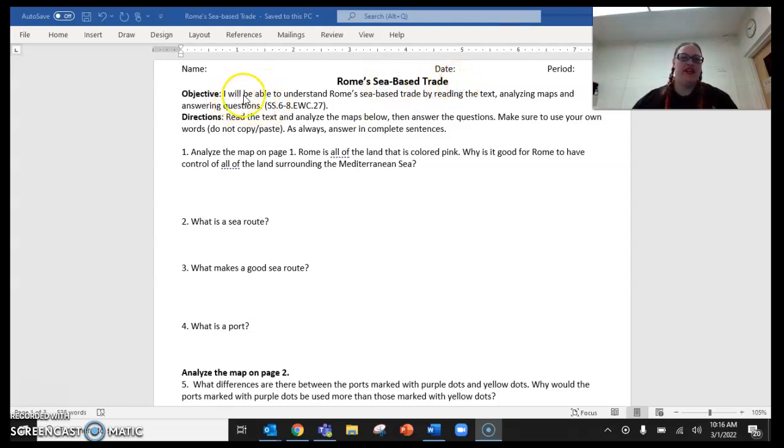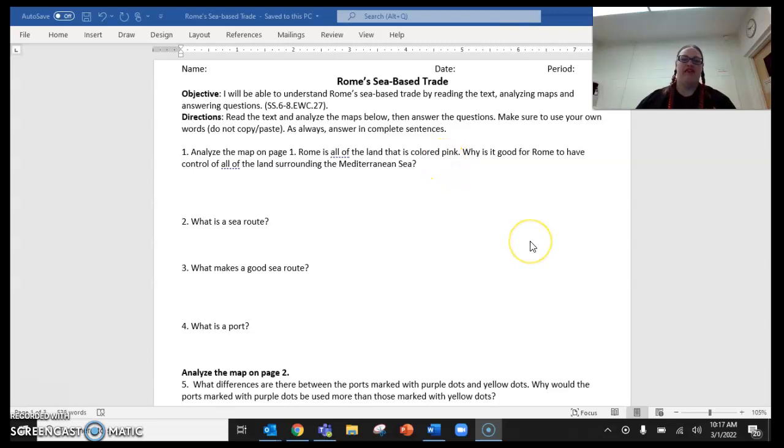So our objective for today: I will be able to understand Rome's sea-based trade by reading the text, analyzing maps, and answering questions. For this, we are going to read the text and analyze the maps below, then we will answer our questions. Make sure, because you are middle schoolers, to use your own words so you are not plagiarizing. You are not going to copy and paste, and as always, you will answer in complete sentences.